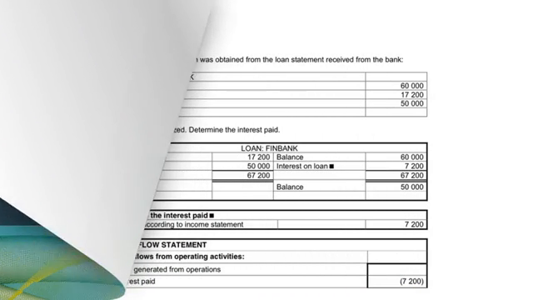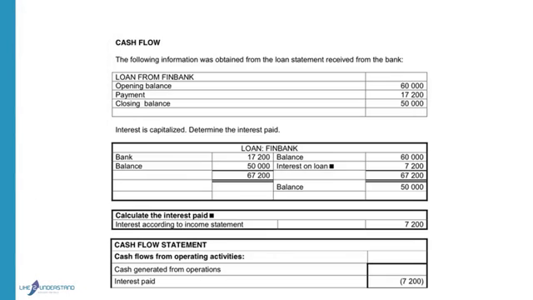Good morning. We will pay attention to the outflow of money as a result of interest that was capitalized and the outflow of money when we pay our loan back, so on the installment that's paid on the loan. We received a loan statement from the bank, and according to this statement, we owe 50,000 at the end of the year. At the beginning of the year, we owed 60,000, and during the year we made a payment of 17,200.